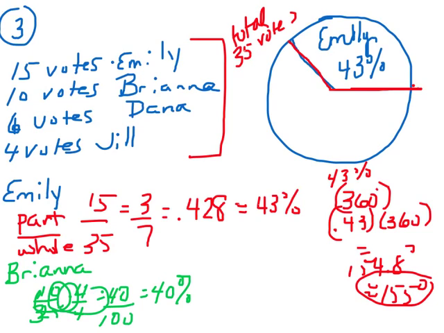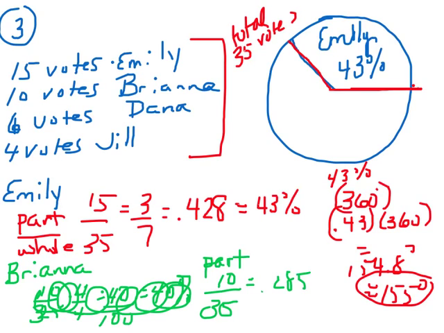Okay, let's start over on Brianna because I had the total. Her part to whole is 10 out of 35. And if we divide 35 into 10, or if you use your calculator, you're going to get 0.285. Let me move my decimal place over 2. That's going to be about 28.5%, and we're going to round that to 29%.